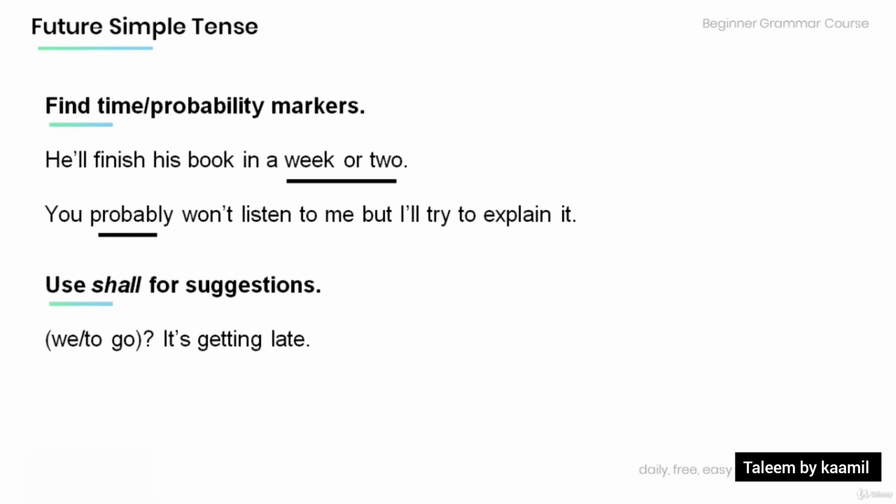Remember that nowadays we use shall for suggestions. Rewrite the following sentences using shall for suggestion. We to go. It's getting late. Shall we go? It's getting late.